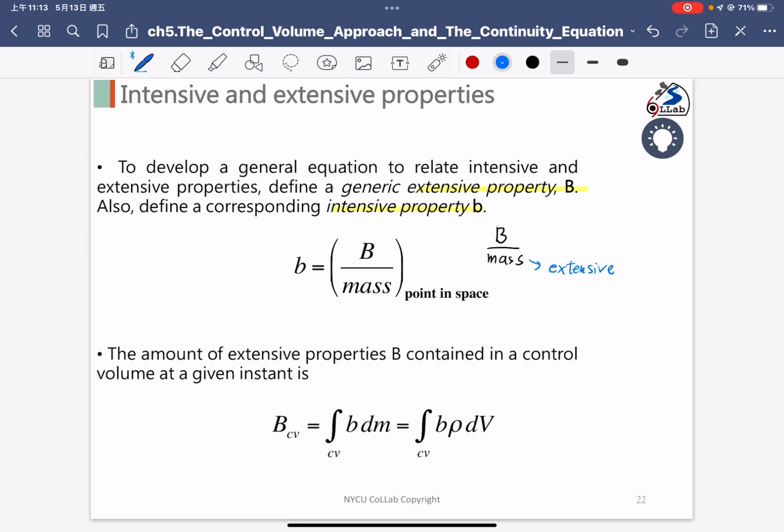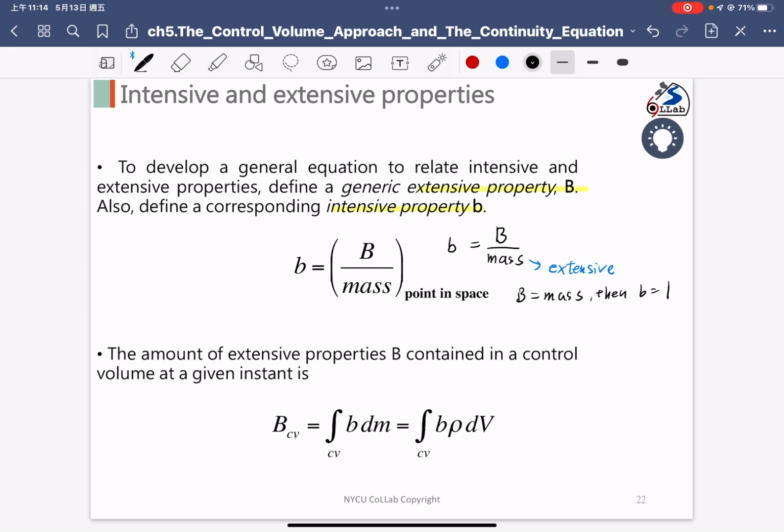So as I mentioned, the ratio of the two extensive properties will equal the intensive property, small b. That indicates if your capital B is equal to the mass, then the small b will equal 1, right? So we just defined the relationship between the extensive and the intensive properties.